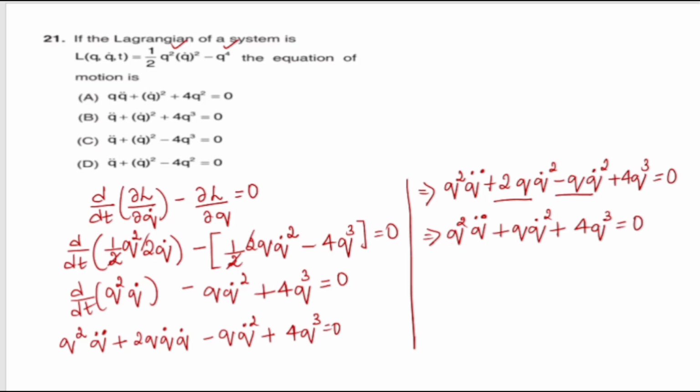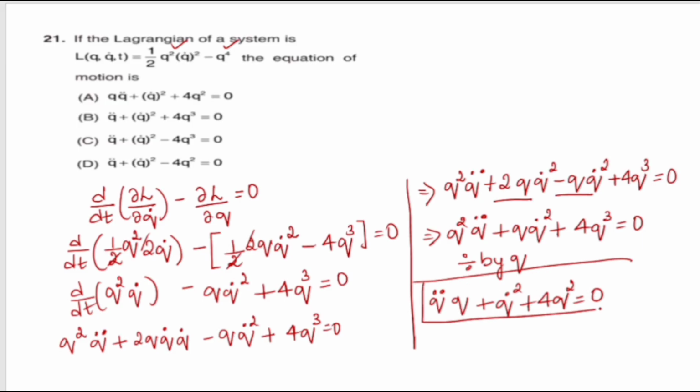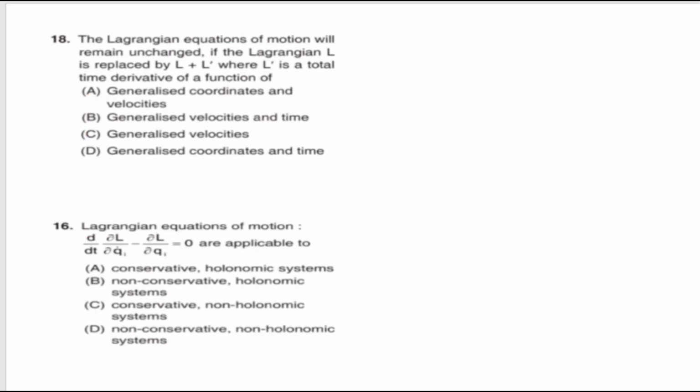I'll divide my entire equation by q. So I'll get q double dot times q plus q dot square plus 4 times q square is nothing but 0. This is my equation of motion, the required equation of motion. Which option matches here? Option A matches here. So my option A is the right answer. Okay. Let us go to the next question.